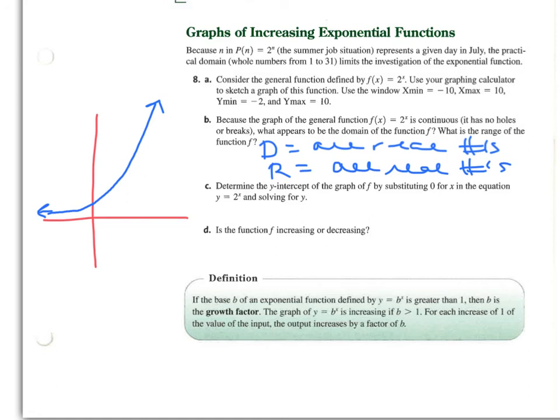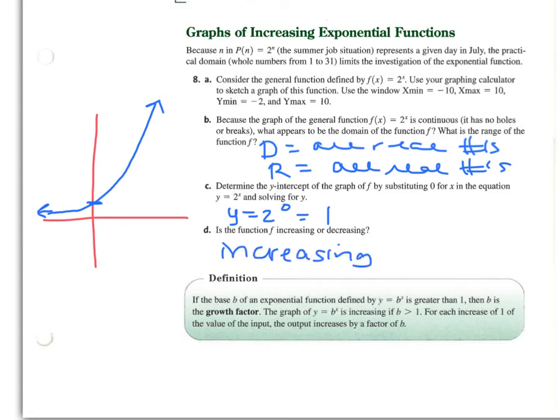The next thing they're asking is, what's the y-intercept? The y-intercept you're always going to find by plugging 0 in for x. So if I do that, 2 to the 0, anything to a 0 power always comes out to be 1. So that's my y-intercept. And this is an increasing function all the time.